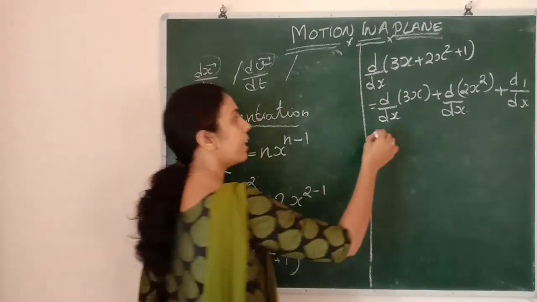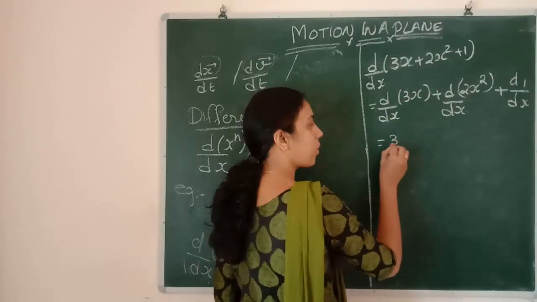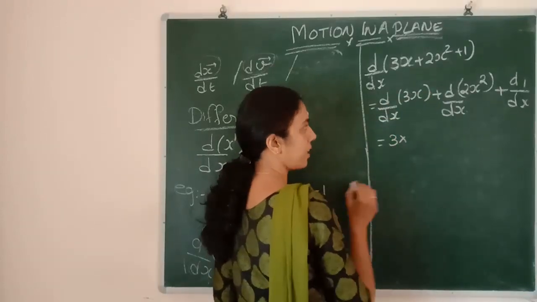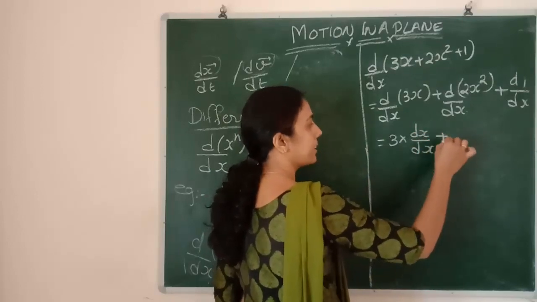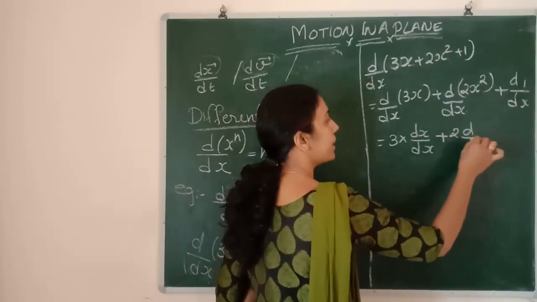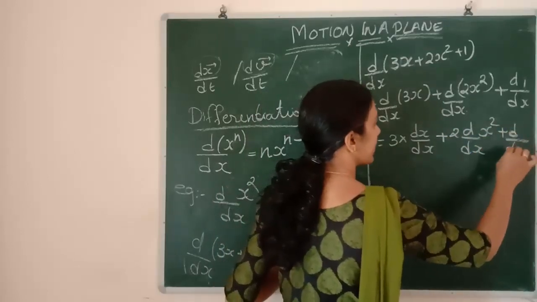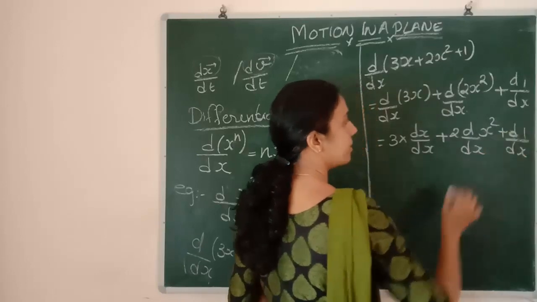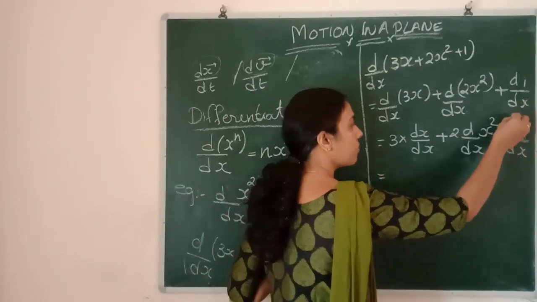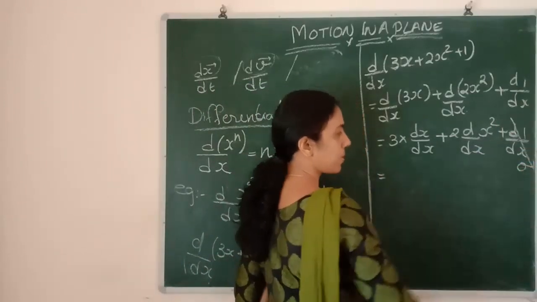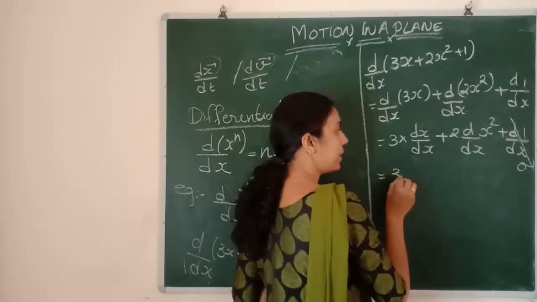Here d by dx of 3x means 3 is a constant, which I am taking outside. What is dx by dx? Plus 2 into d by dx of x square plus d by dx of 1. 1 only we will be getting, isn't it? The differential of a constant will be equal to 0. The differential of x with respect to x will be 1.